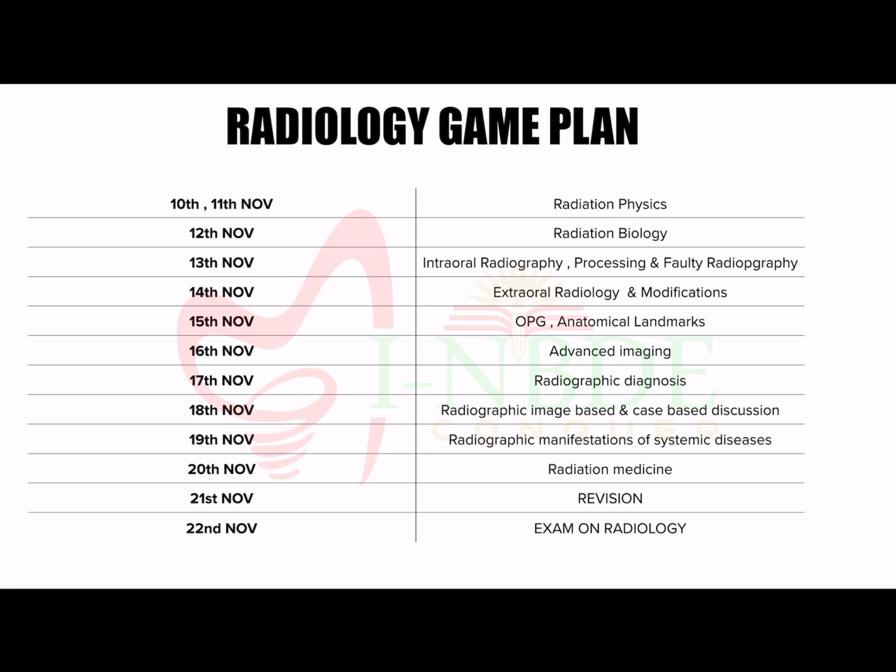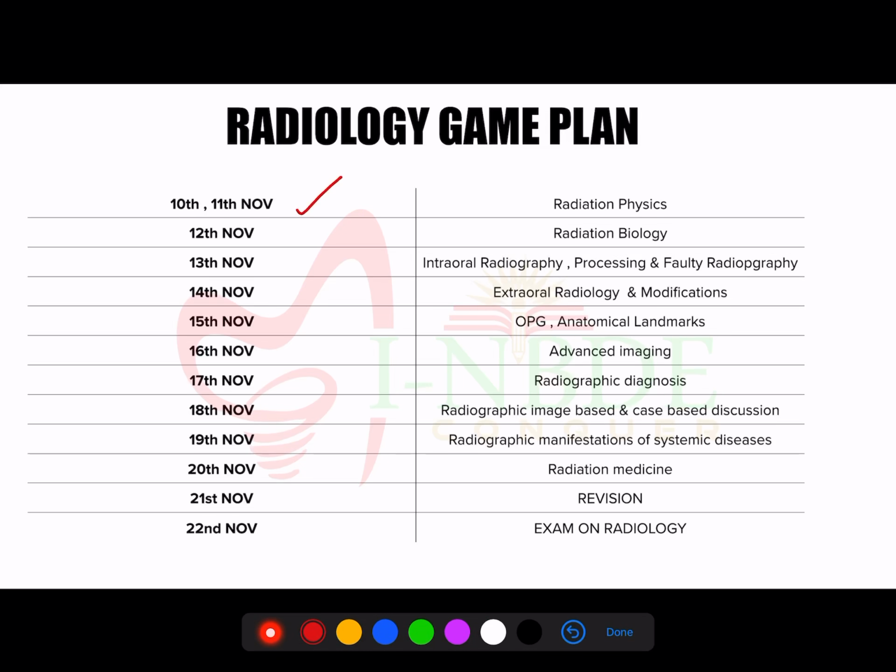So I'm going to give a rough game plan. Initially, as said, I'll go a bit slow. On the 10th and 11th, you need to cover radiation physics. On the 12th, we'll try to finish radiation biology.